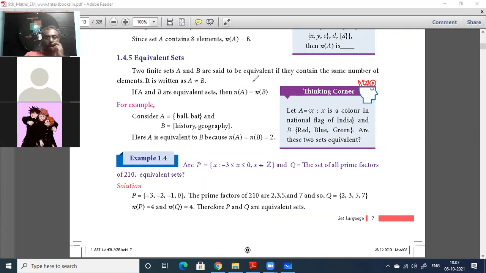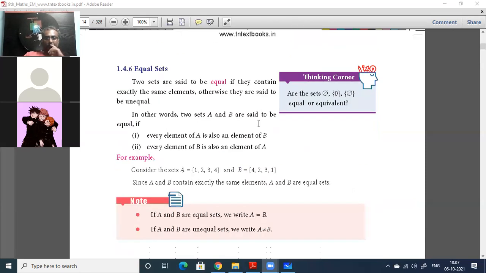If A and B are equivalent sets, then n(A) is equal to n(B). For example, consider A equals {ball, bat} and B equals {history, geography}. Here, A is equivalent to B because n(A) is equal to n(B) is equal to 2. So you understand equivalent sets. Don't think that because n(A) is equal to n(B), they are equal. They are not equal. Set A is not equal to set B. They are only equivalent. Okay, that is very important.